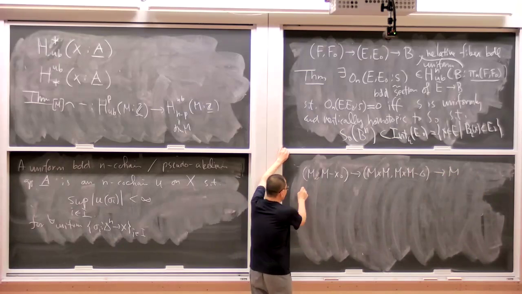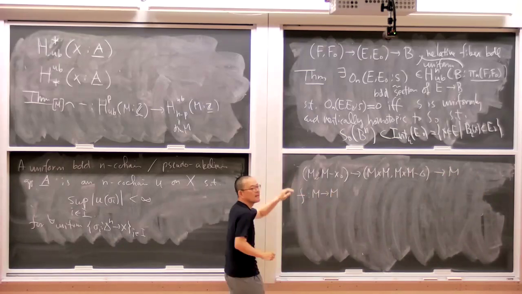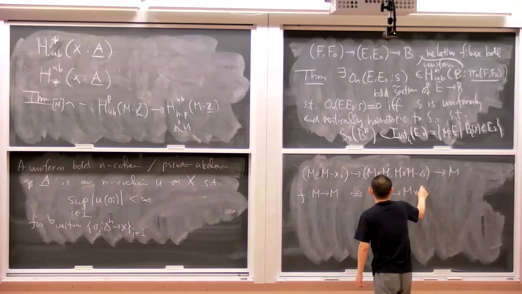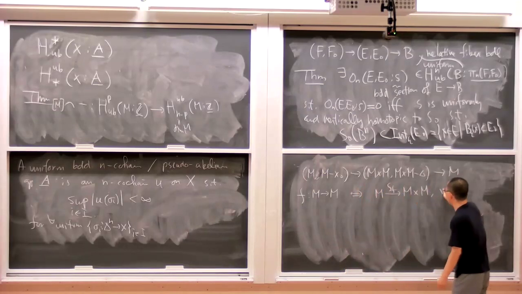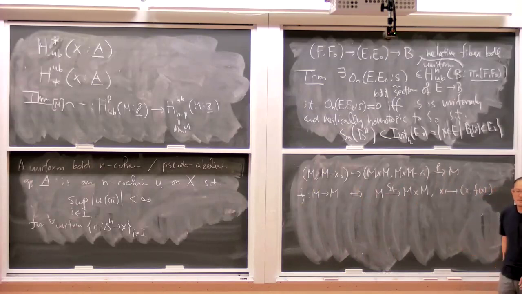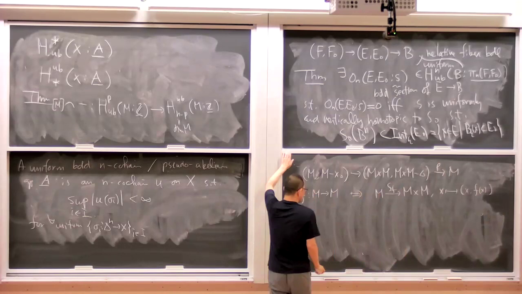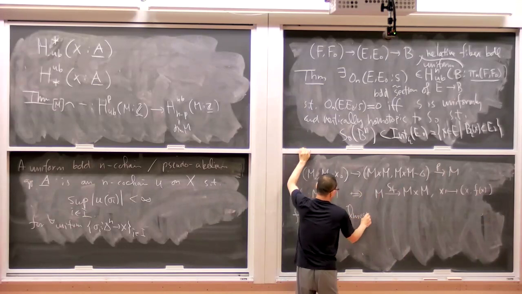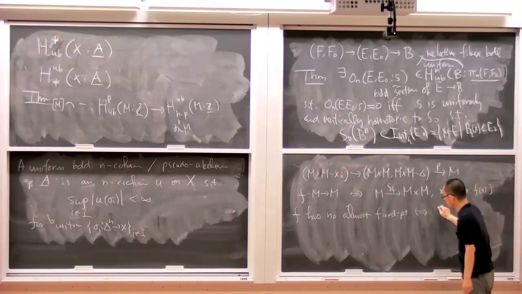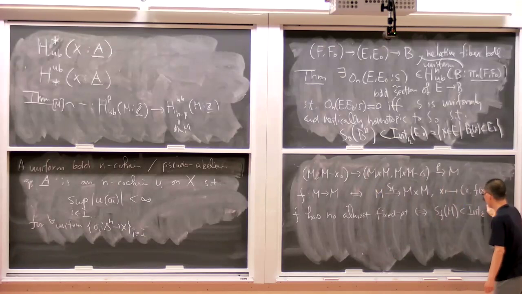And now, suppose you have a self-map F. Then you can find a section S_F of this P. And F has no almost fixed points if and only if S_F of M is in the interior of epsilon E0 for any epsilon.